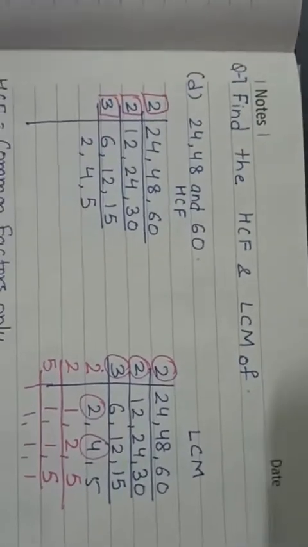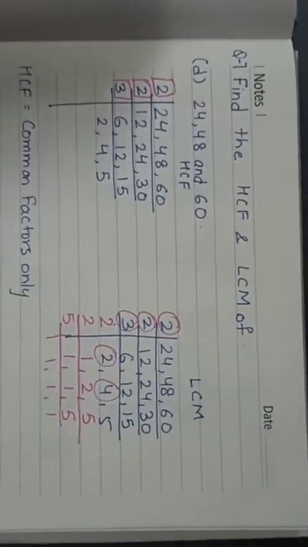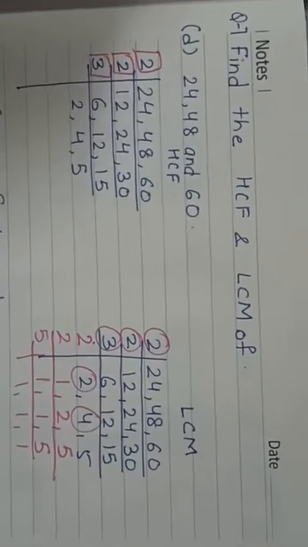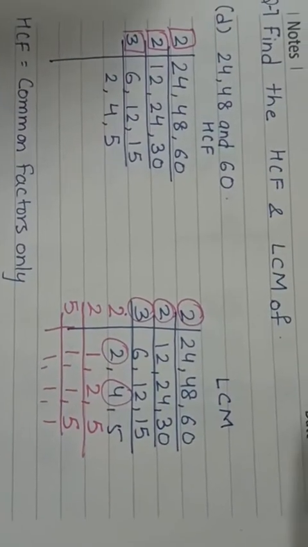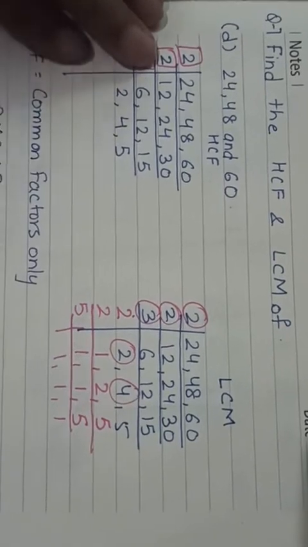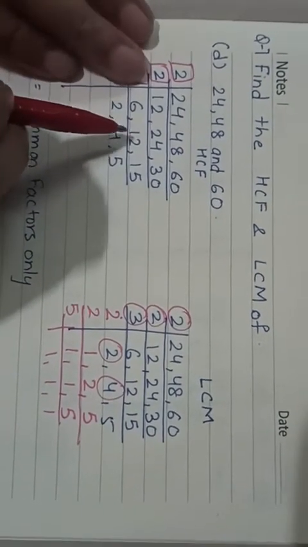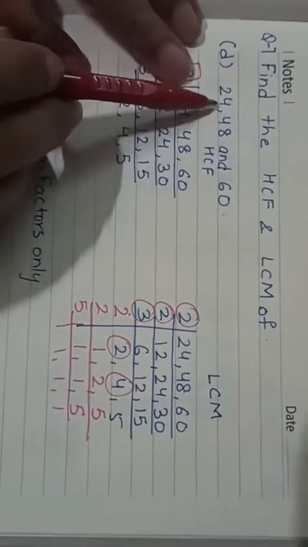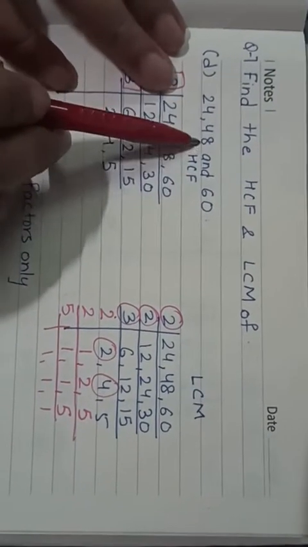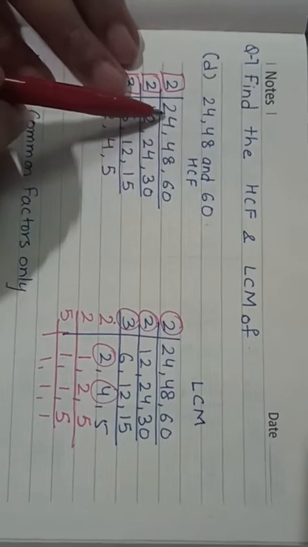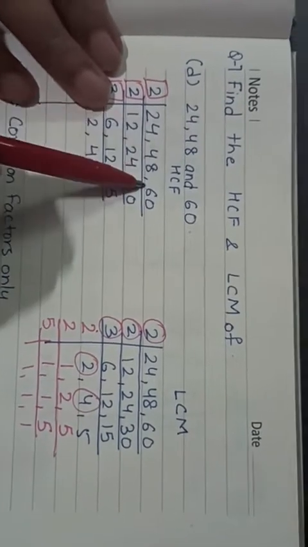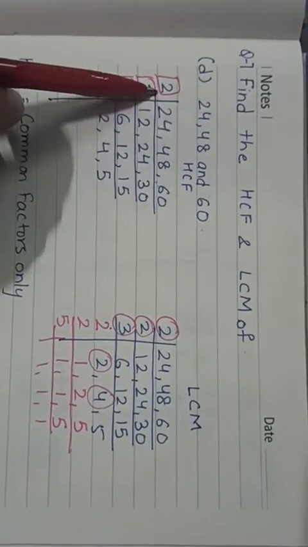Next question is question number 7, where you have to find HCF and LCM both. So we have adopted the division method only. For HCF we call it short division method. So we'll have a comparative study as well. We have three numbers 24, 48 and 60, and these HCF we have to find out. So first we'll divide it by 2.